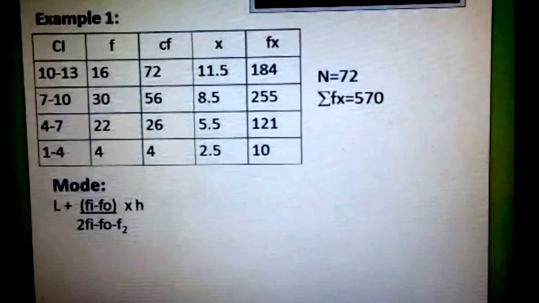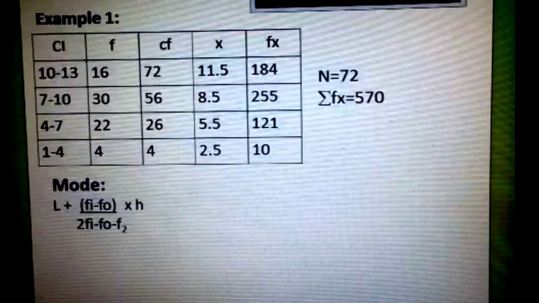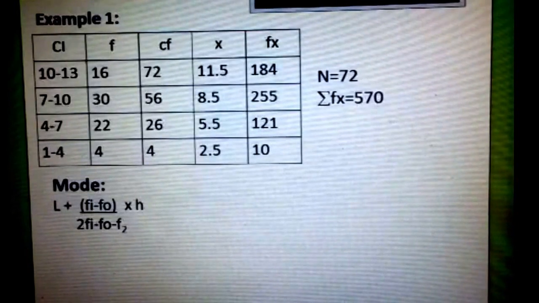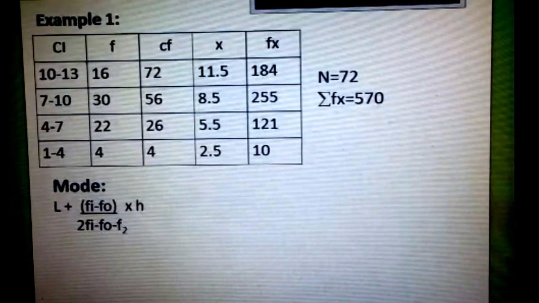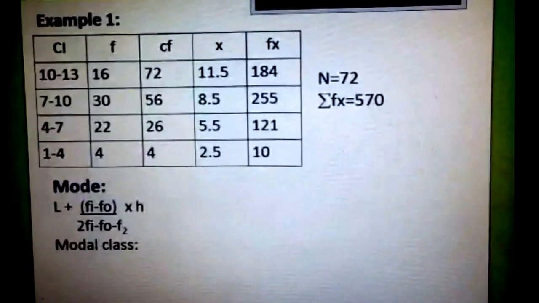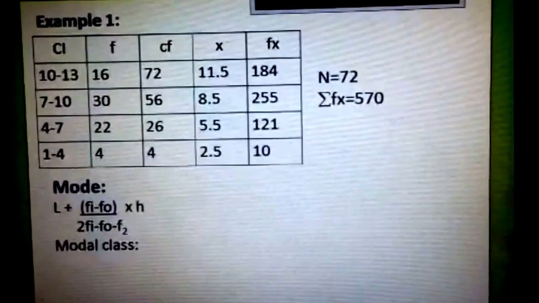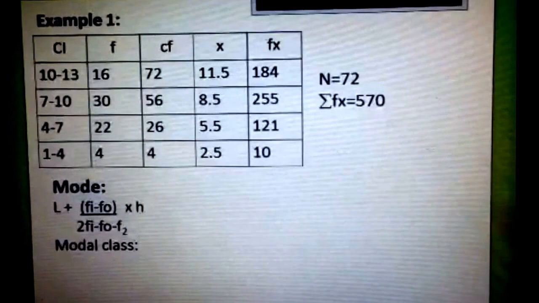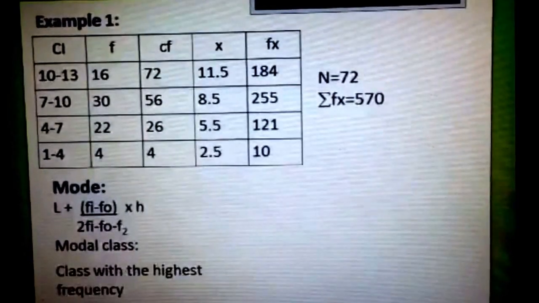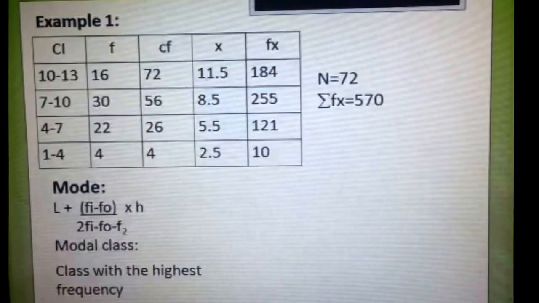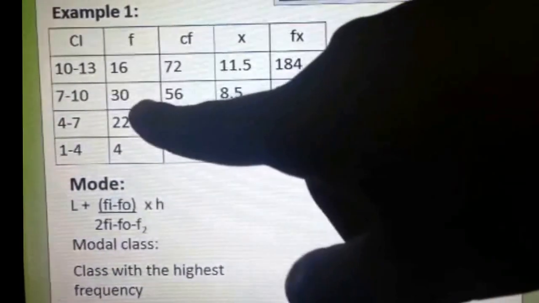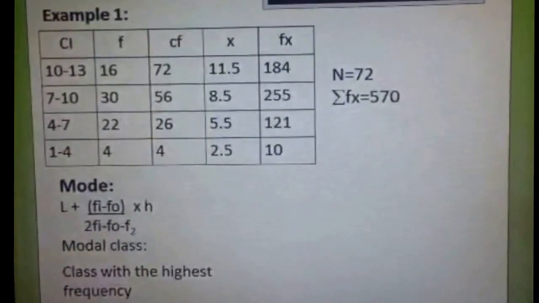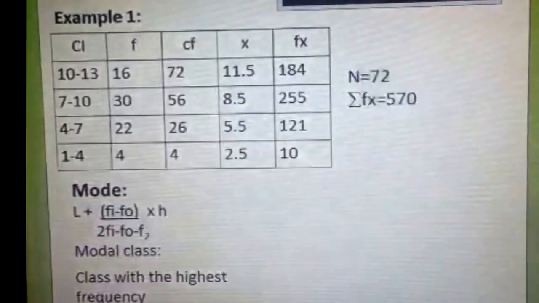To get the mode, we have the formula L plus quantity Fi minus Fo times h over 2Fi minus Fo minus F sub 2. First things first, we need to get the modal class. To get the modal class, we just have to identify the class with the highest frequency. In this case, we have 30. And that will be our modal class, that line over there.